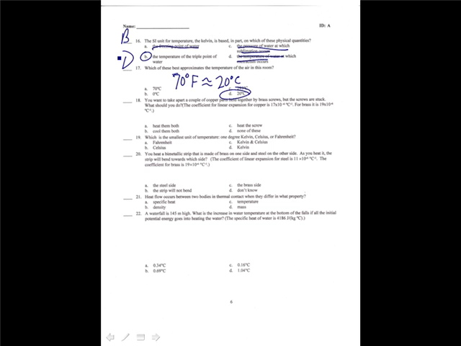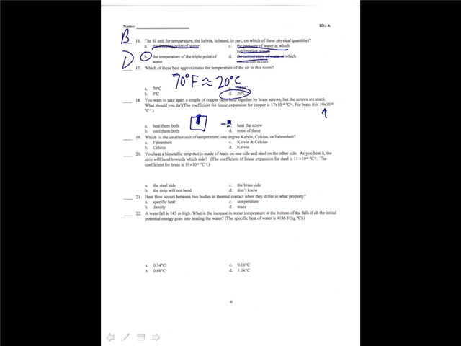That's D. You want to take apart a couple copper parts held together by brass screws, but the screws are stuck. What should you do? Alright, so you have copper parts, and they're held together by brass screws. If you heat it up, the brass, which is the screws, has a bigger coefficient of linear expansion, so the brass is going to expand faster than the copper. So that just makes them stick more.